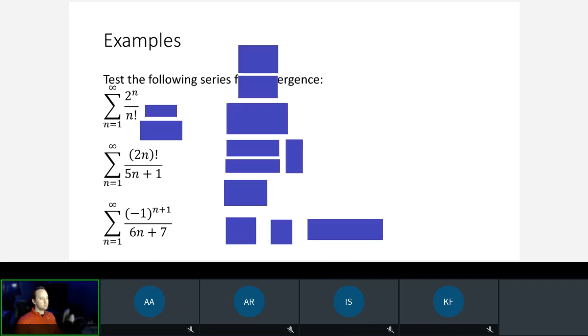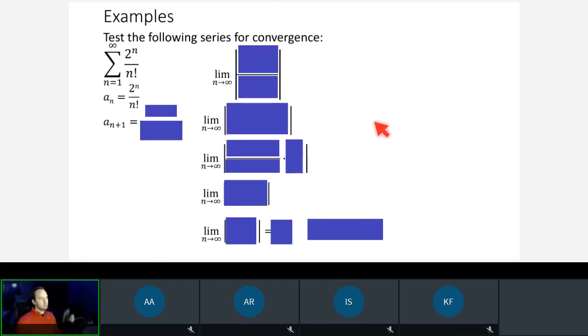All right, let's do the first one. If you notice, all those blue boxes, that's all the work. The first thing we need to do is, your a sub n is just the original expression, so that's 2 to the n over n factorial. Now remember the formula is a sub n plus 1 divided by a sub n. So a sub n is this, so I can go ahead and write that into the setup.